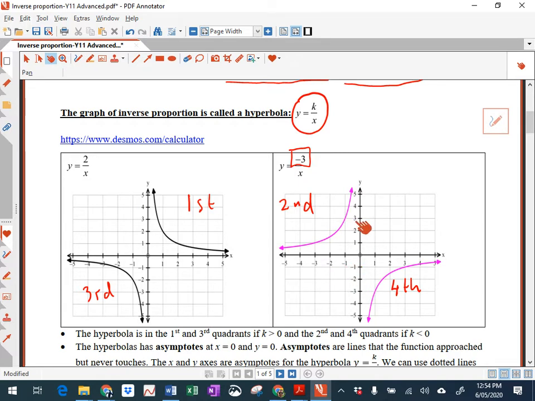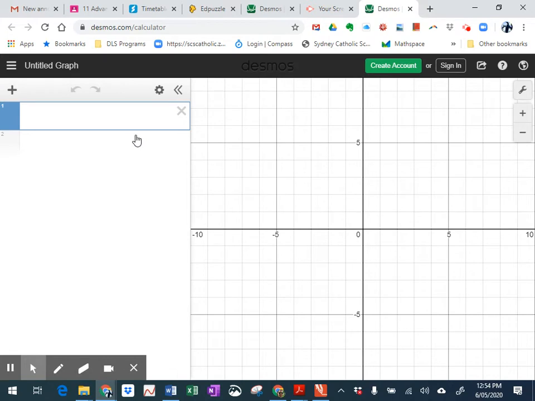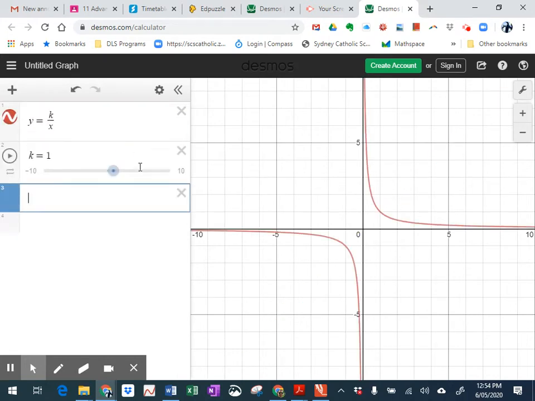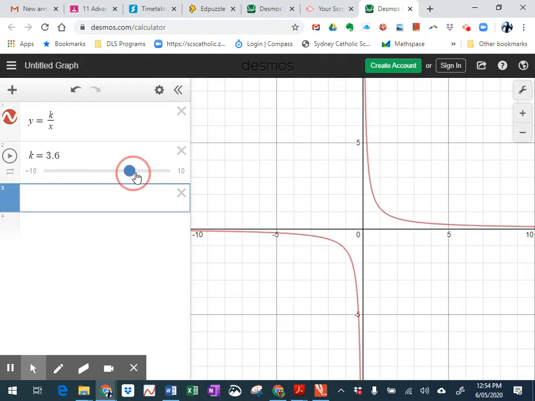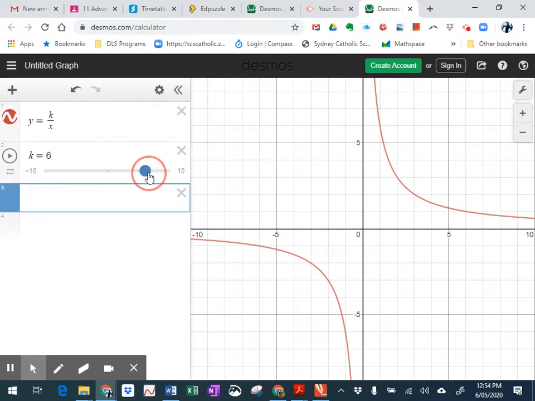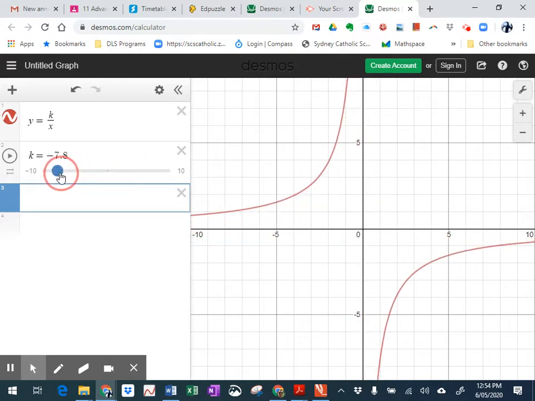Now let's have a look at Desmos. We're going to look at hyperbolas just for a minute on a graphing application so you can see what happens as we change the value of k. So I'm just going to type in y equals k over x and then press enter. You can see that when k is positive, I'm in the first and the third quadrants. But when I make k negative, the hyperbola is in the second and the fourth quadrants.